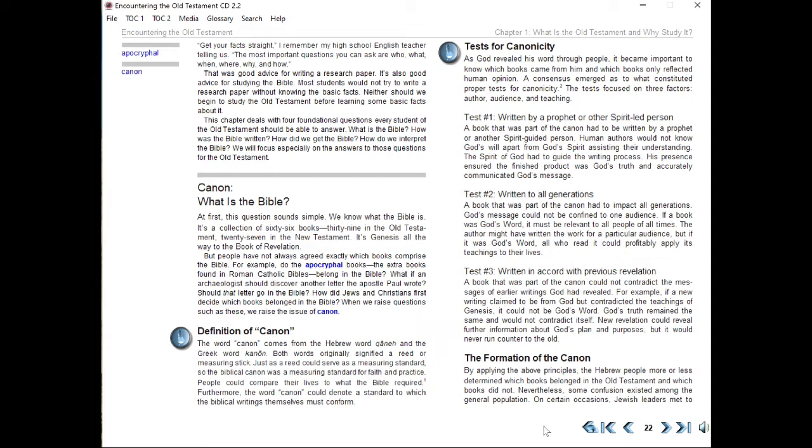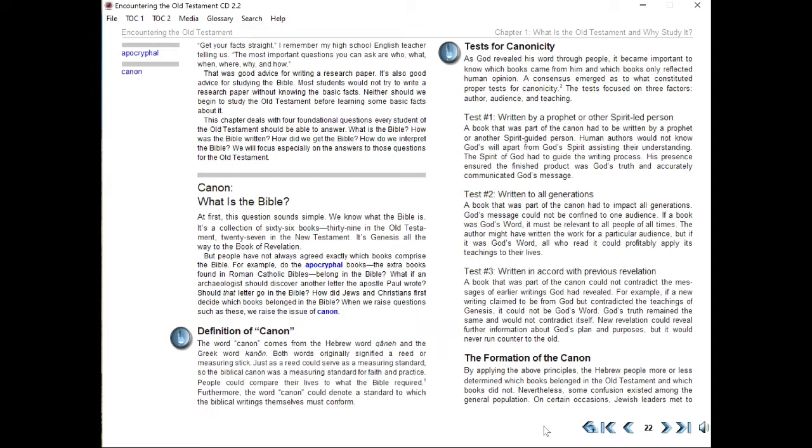Test number 2. Written to all generations. A book that was part of the canon had to impact all generations. God's message could not be confined to one audience. If a book was God's word, it must be relevant to all people of all times. The author might have written the book for a particular audience, but if it was God's word, all who read it could profitably apply its teachings to their lives.